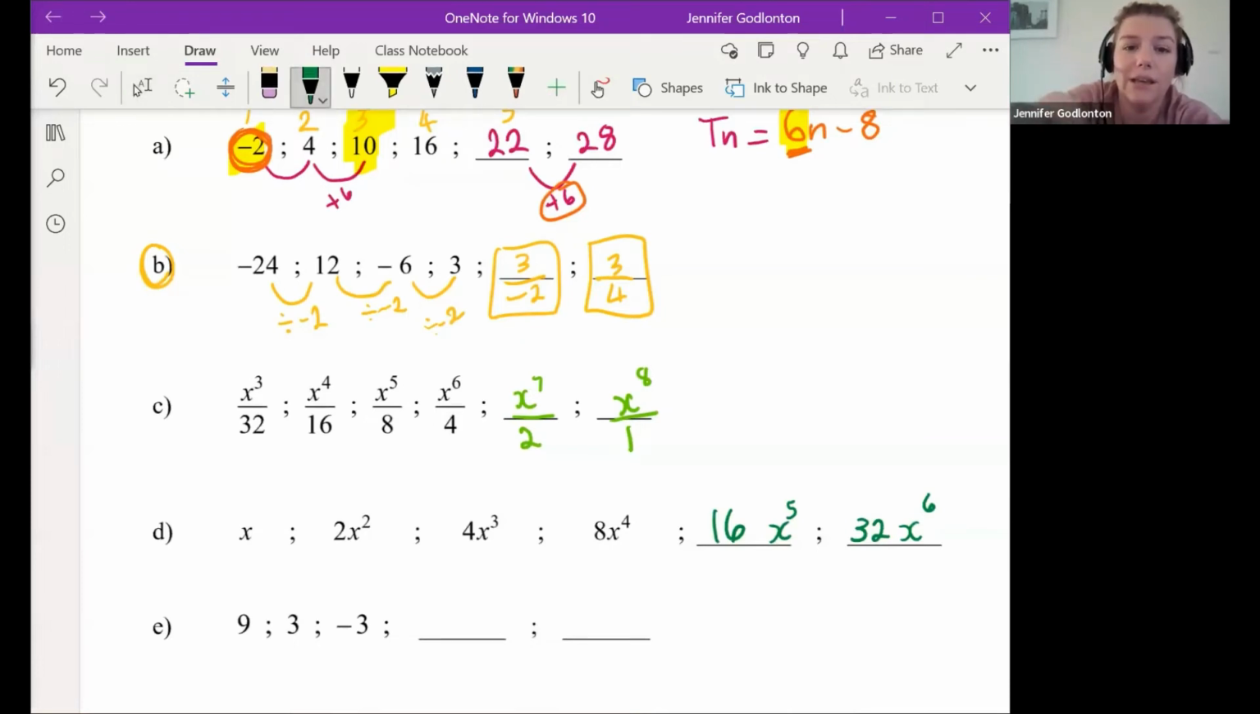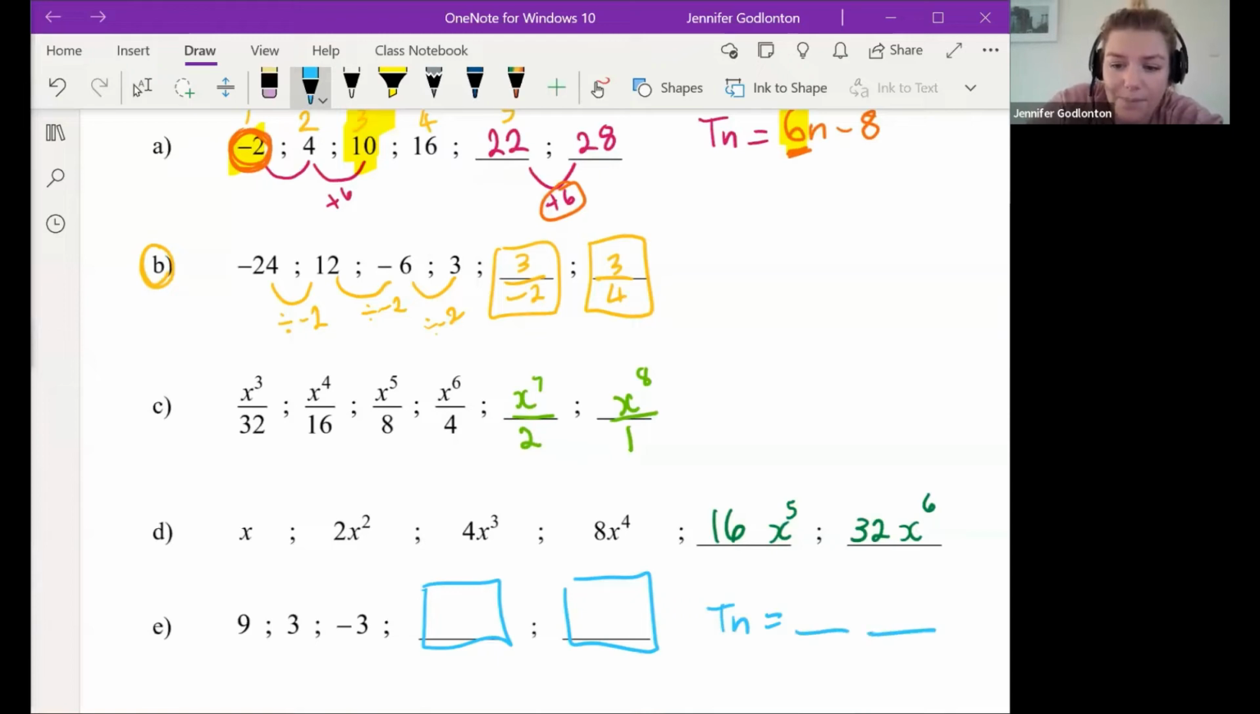So for E, I would like for you to give me the next 2 terms, and I would like you to give me the formula. So everyone give E a try for me.